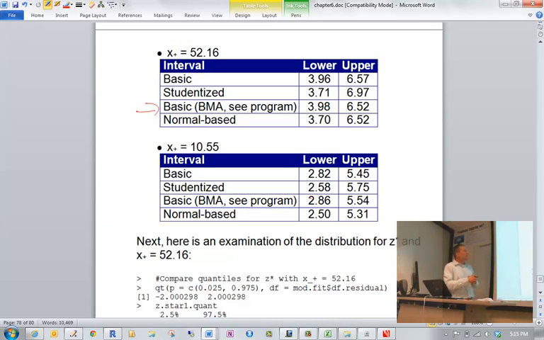We can see the normal base is a little bit shifted down. This normal base means that regular old t distribution interval assumes normality for your epsilon. It's a little bit shifted down from the other ones.